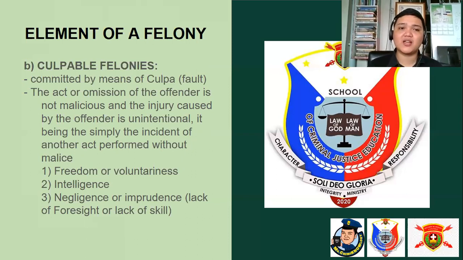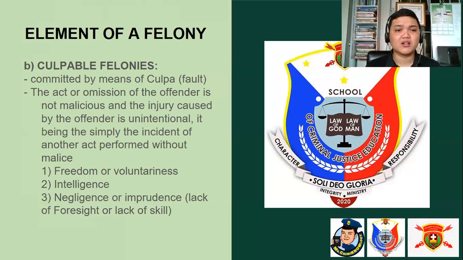So it is a culpable felony if you did some kind of act or omission that you had no plan to do. You don't have intent to harm or to injure. You have committed or omitted it by means of fault.